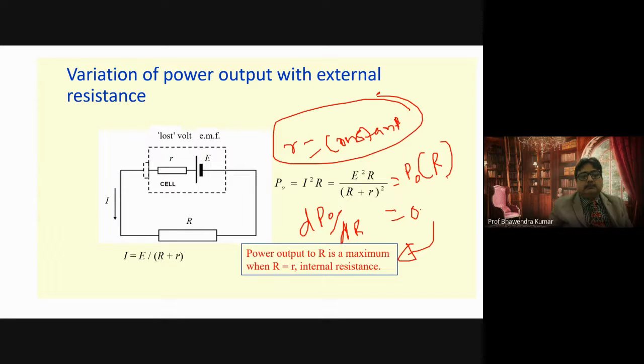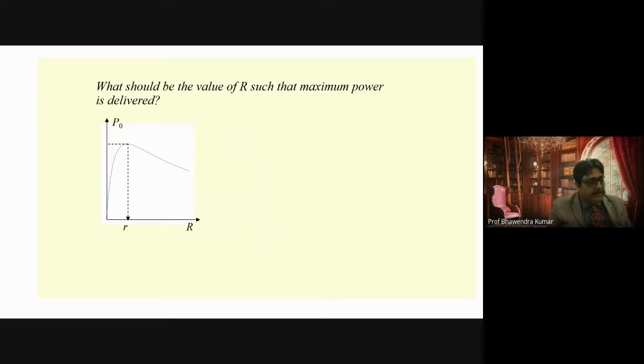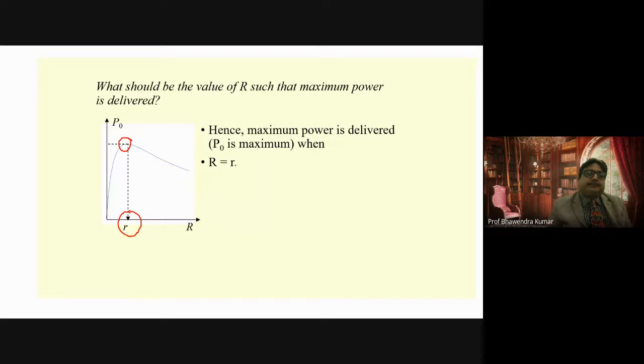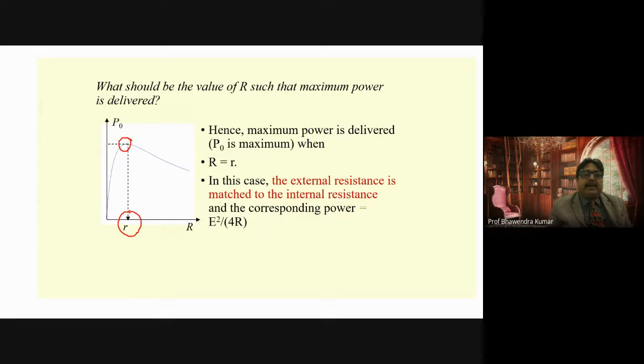Okay, do you understand? Any difficulty, any problem? Can we move ahead? This is how the power will be shown graphically with the capital R resistance. This is the point where the power has attained the maximum value. At this point, capital R has become equal to small r. I hope you can understand it. And the maximum power will be E square divided by 4r.